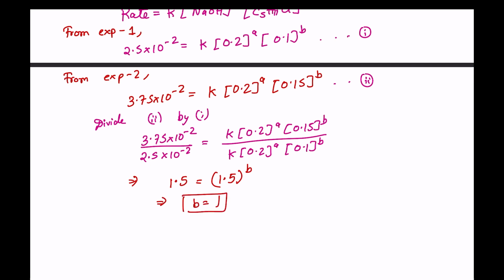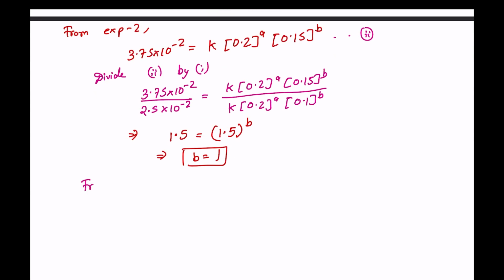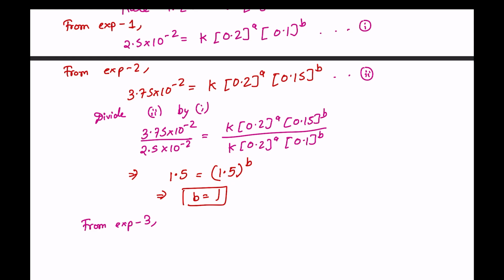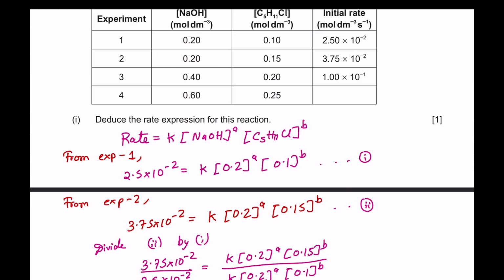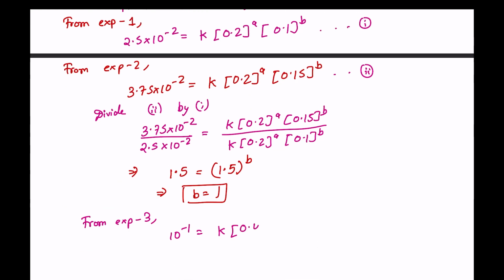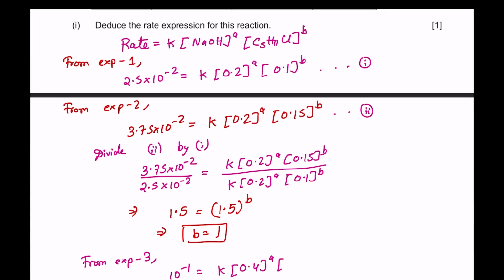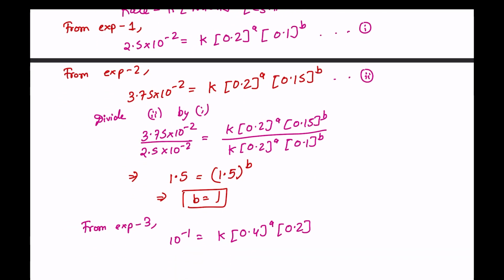Obviously, 1.5 to the power of 1 is equal to 1.5 to the power of B. So B is 1 when we equate it. Now, let's do it for experiment 3 too. What happens for experiment 3? It's 10 to the power minus 1, K times the concentration of NaOH is 0.4 to the power of A, and this one is 0.2 to the power of B. And B is 1, so I can just plug in the value of B.